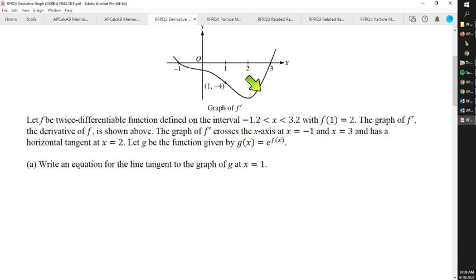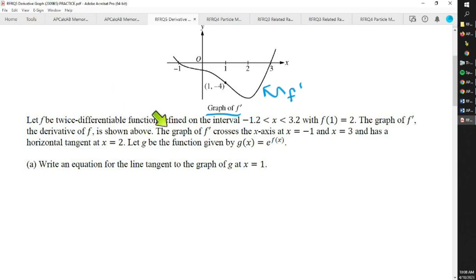The graph of f prime, the derivative of f, is shown above. Now, I like to write and label it because I want to make sure I don't assume that that's a different function. Because there's so many times that I make that mistake. That's what I do. So you guys should probably do that too, unless you never make that mistake.